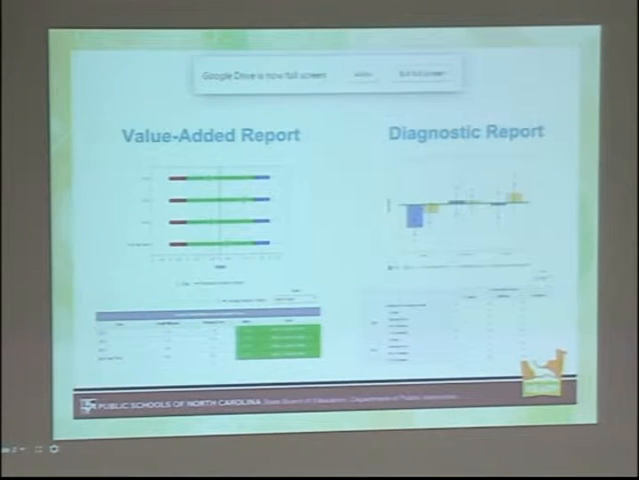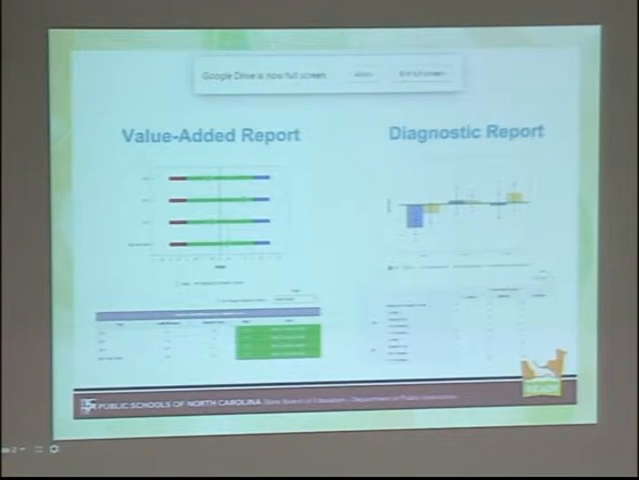But once you get past the 2 to -2, I can't tell you that an 8 is any better than a 6. I can't tell you that. All I can tell you is above a 2, you're significantly different from the average teacher in the state. Anything below -2, you're significantly different from the average teacher in the state. Anything between 2 and -2, you're within average of the state teacher. That's it. That's all it tells me.